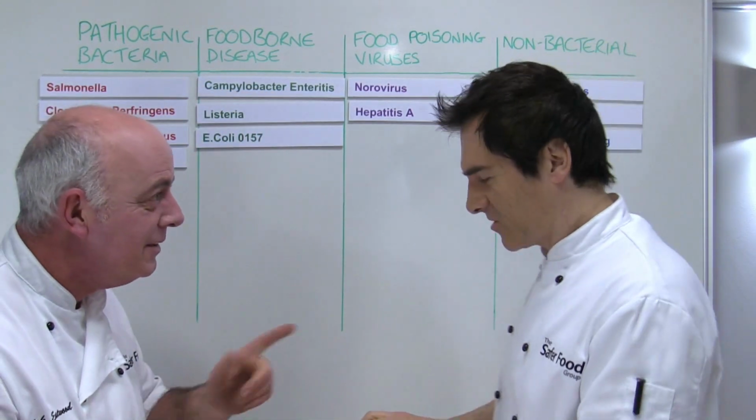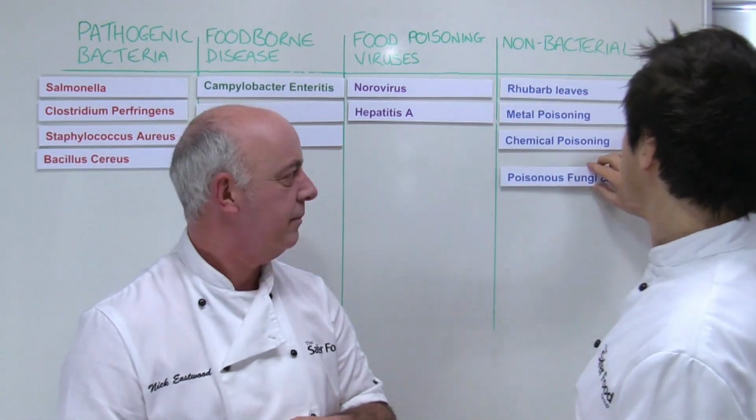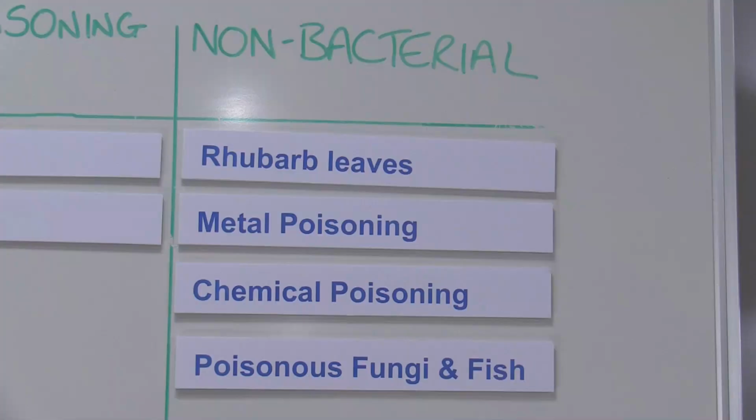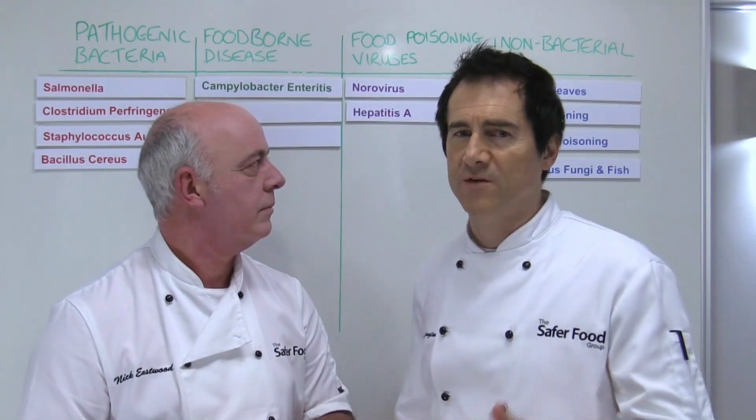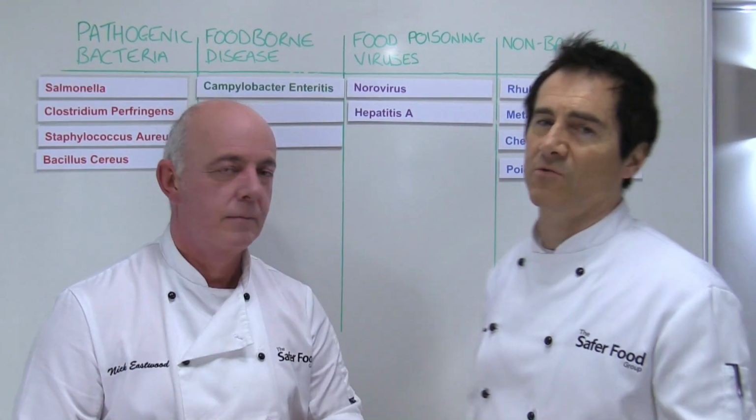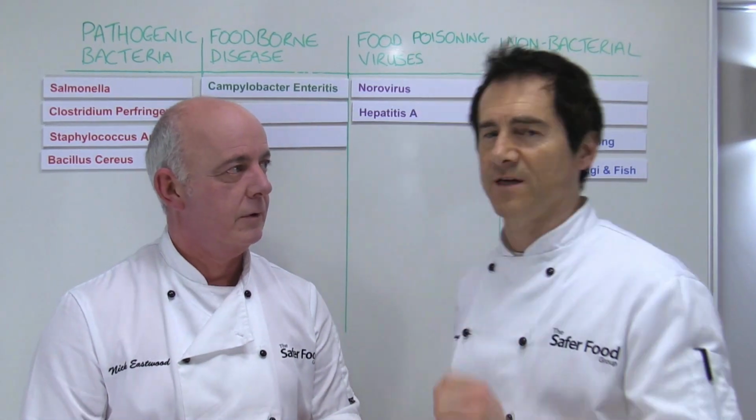So the last one. Last but not least, bad boy on here, non-bacterial poisoning. Poisonous fungi and fish. Things like mushrooms can make people really, really ill, and different sorts of fish can also make people really, really ill as well.